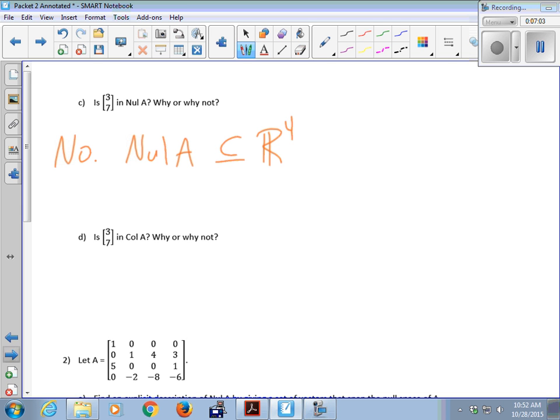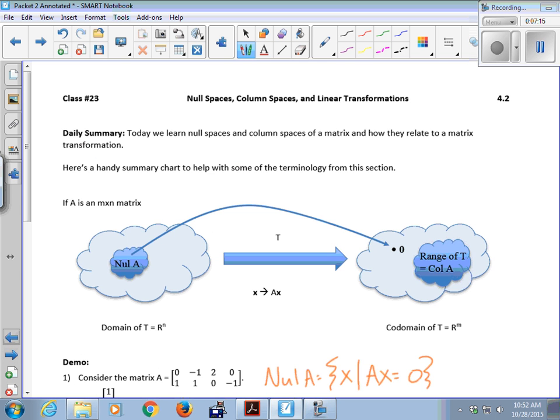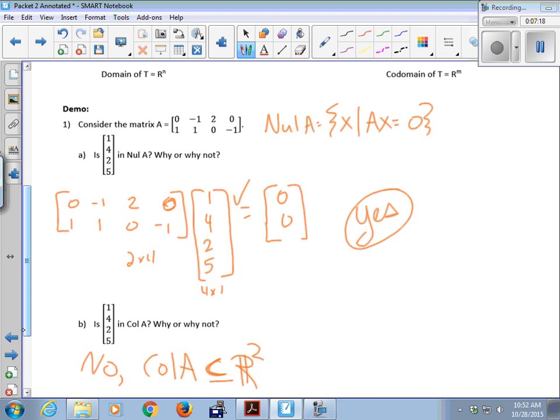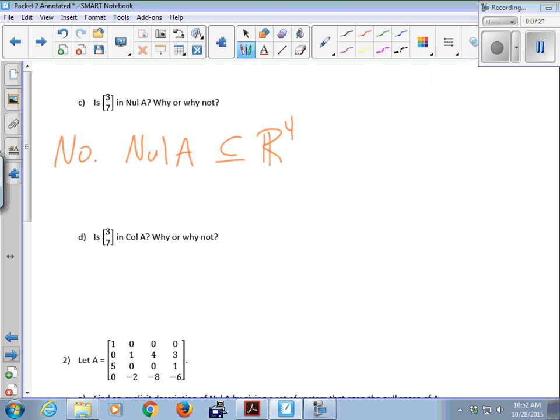All right, how about 3, 7 in the col of A? So this one we'd have to check, right? It's possible because it's the right size. If there's a pivot in every row, how do you know there's a pivot in every row? You gotta look at it. All right, so let's just write out what you would have to do in case you couldn't see it off the bat, right? So I want to know, are there weights that you can put on the columns to create the vector 3, 7? So is there an x? I want to solve Ax equals 3, 7. Is there a solution to this equation? So how do I figure this out?